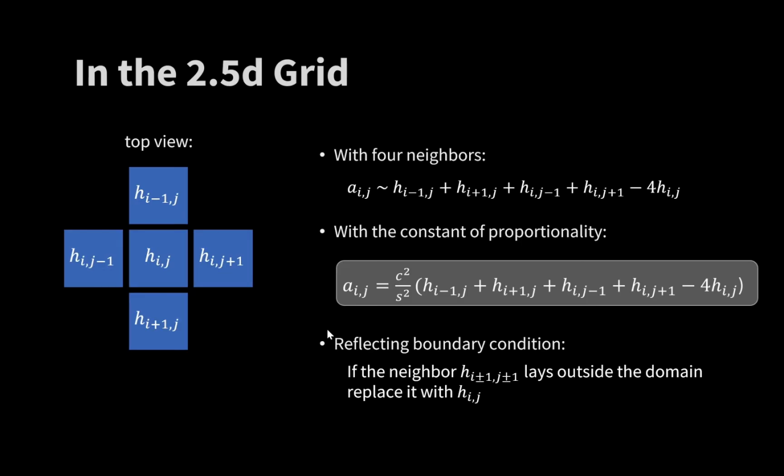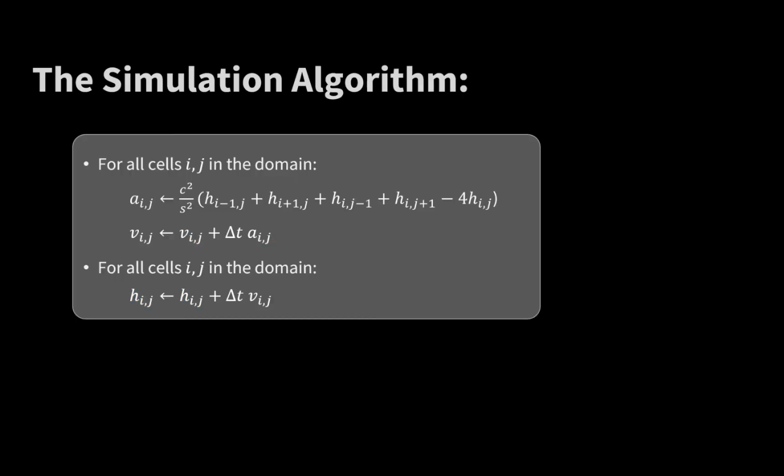If we want to simulate reflecting boundary conditions, then when accessing a column outside of the domain, we just use the height of the column ij itself. Now we are ready to write down the algorithm to simulate a 3D water surface.